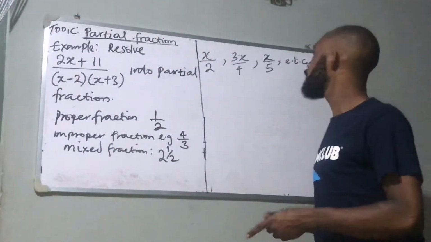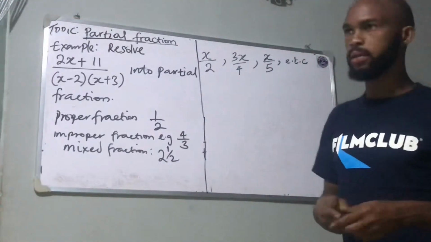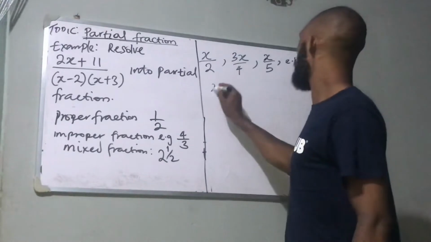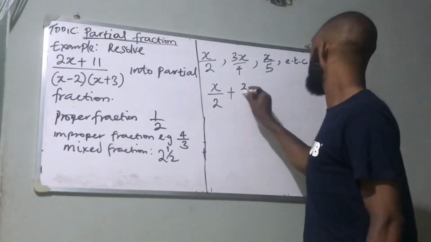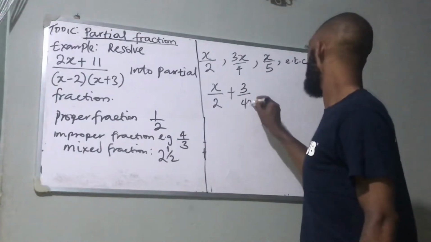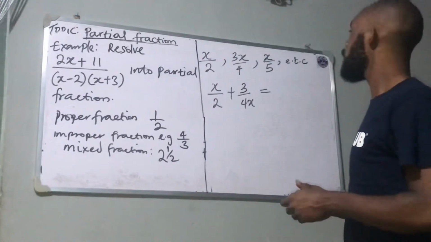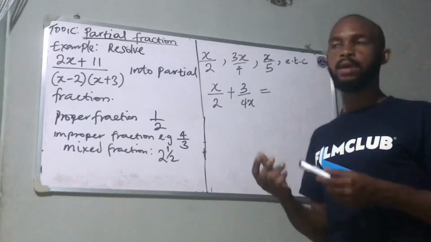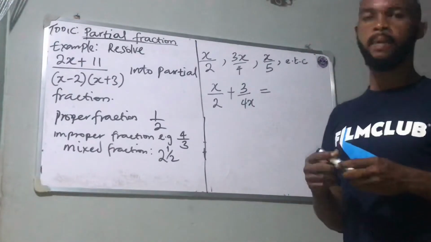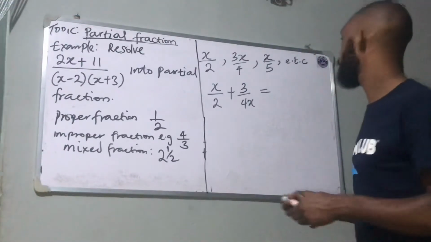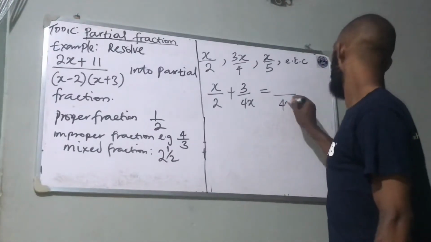Now, if we want to add two algebraic fractions, let's say we want to add x/2 plus 3/4x. How do we add two algebraic fractions bounded together by a plus sign? All we need to do is just to find the LCM. And the LCM between 2 and 4x is 4x.